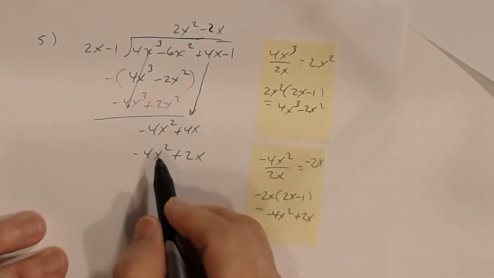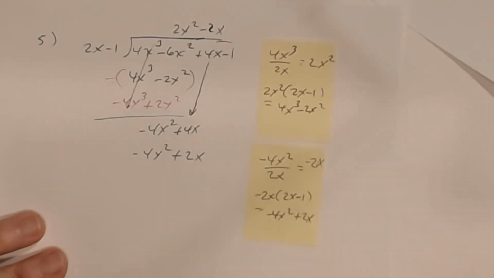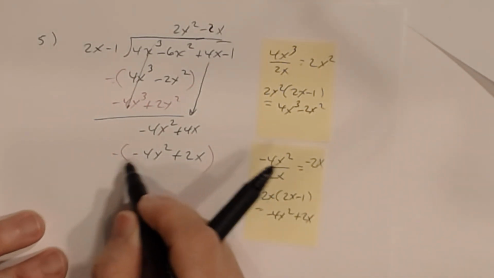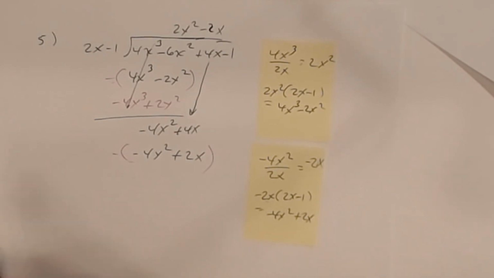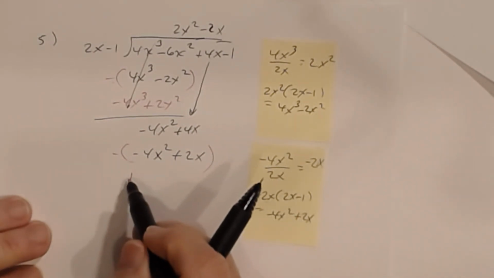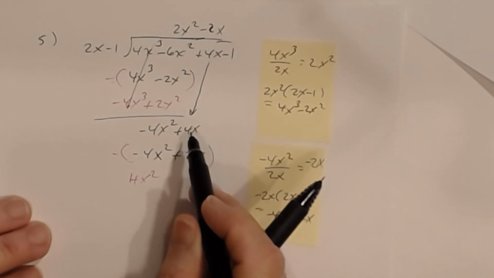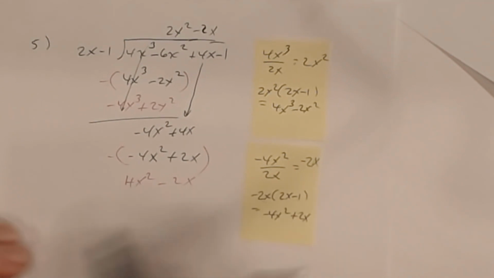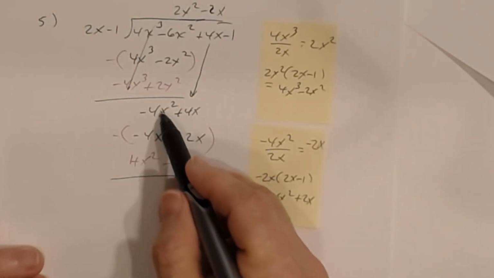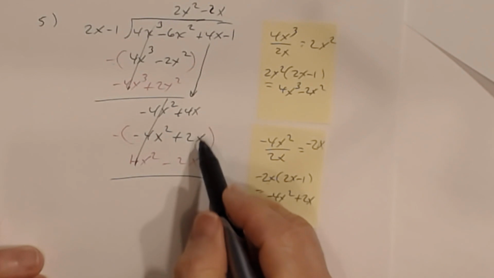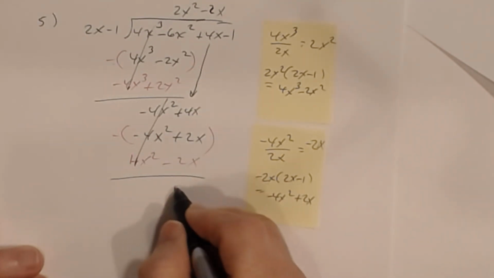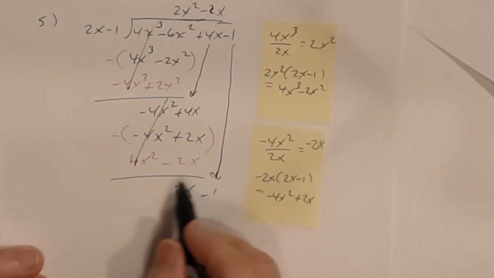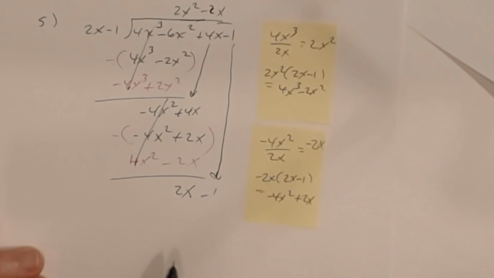plus 2x. Remember, doing this correctly, those have to be the same. You see that? So that way, when you subtract and rewrite this, the opposite of negative 4x squared is a positive 4x squared. The opposite of a positive 2x is a negative 2x. And now when I add them, look, negative 4x squared, positive 4x squared, 0. 4x and a negative 2x is 2x. Bring down the next term, negative 1. Keep on going because that degree is 1, that degree is 1.